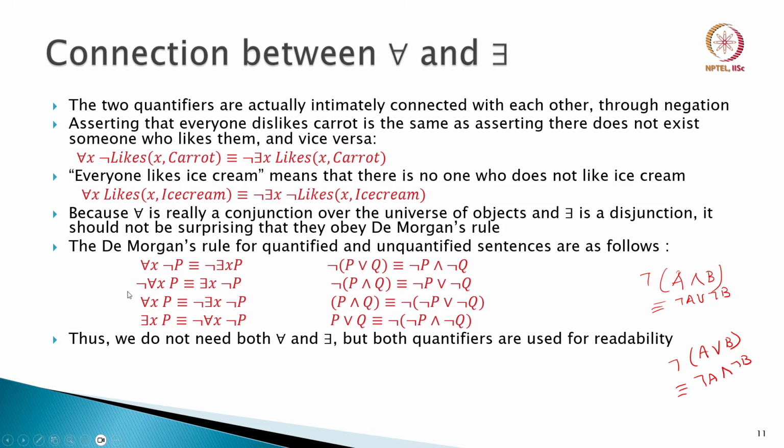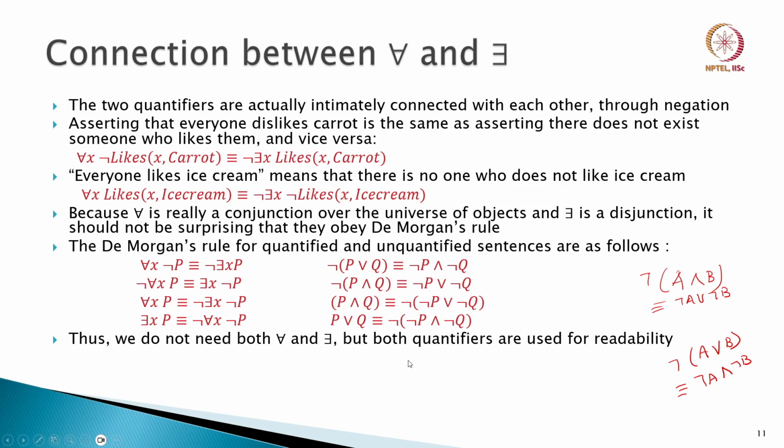So not of all x p will be the same as there exists x not p. So we can say that these also follow De Morgan's rule. This is equivalent to saying not of p or q is not p and not q, etc. Not of p and q is not p or not q, etc.